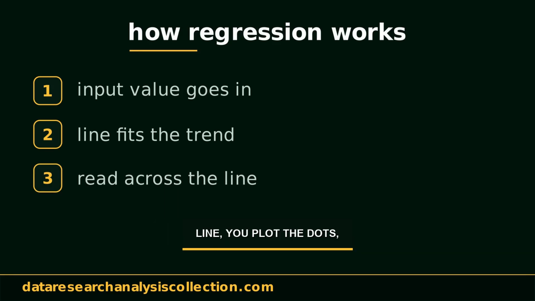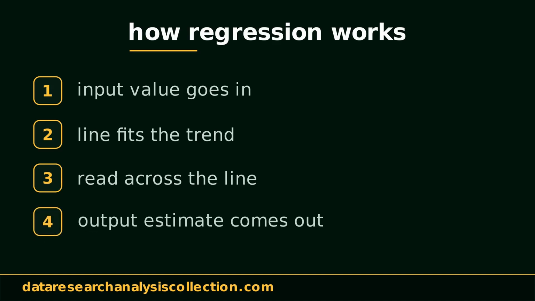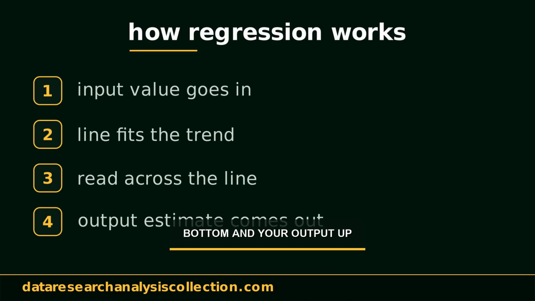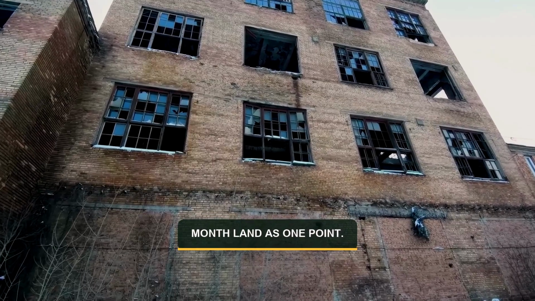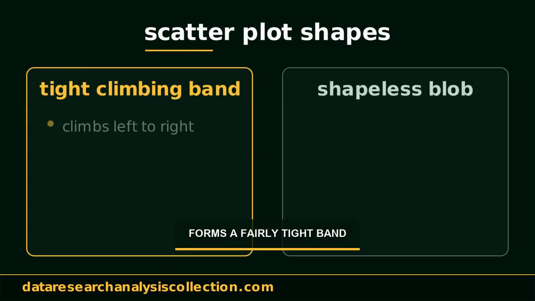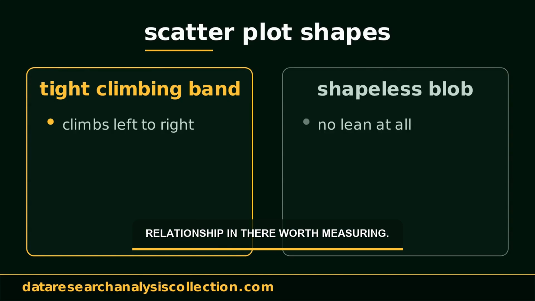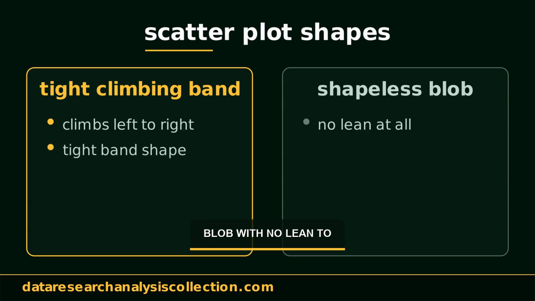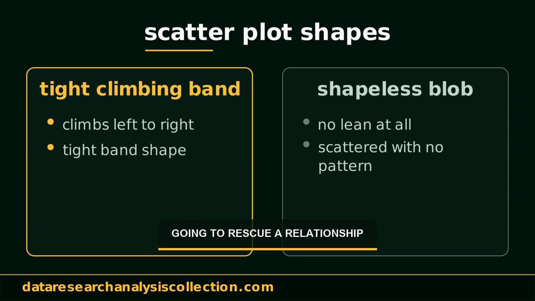Before you draw any line, you plot the dots, and honestly, the dots alone teach you most of it. Put your input along the bottom and your output up the side, and let every month land as one point. Now look at the shape of that cloud. If it forms a fairly tight band that climbs from left to right, there is a real relationship in there worth measuring. If it is a shapeless blob with no lean to it at all, then no line, however clever, is going to rescue a relationship that simply is not there.